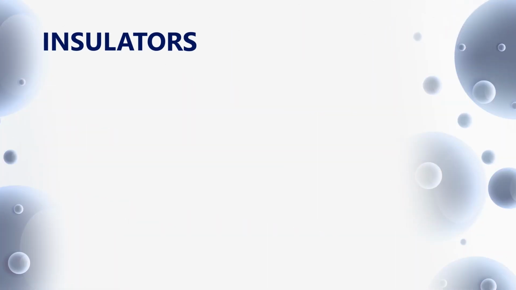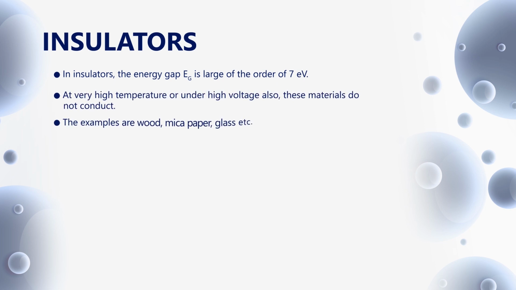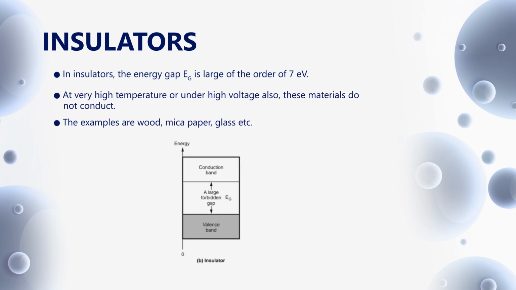So, let us discuss the insulator. In the insulator, the energy gap is too high. Even at very high temperature or under high voltage, these materials do not conduct. They are very good non-conducting materials. For example, diamond. Diamond is an insulator. It has an energy gap of 6 electron volts. Other insulating materials are wood, mica, paper, glass, etc.